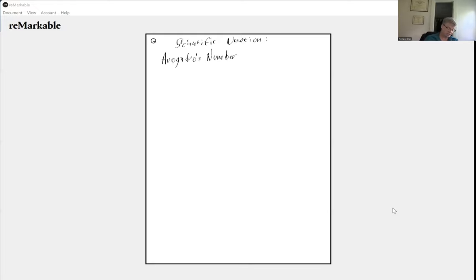Avogadro's number is this. How many is Avogadro's number? How many is one mole?